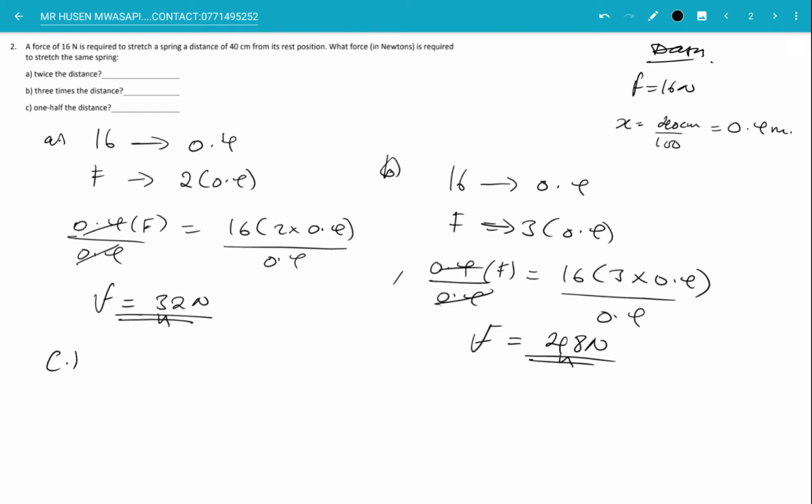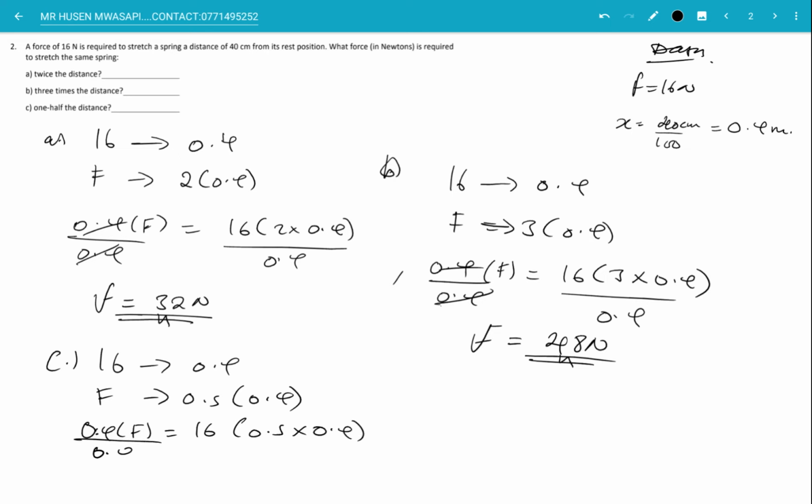C says 1/2 the distance. So 16 can produce 0.4. What if the distance is half? So 0.5 times 0.4, because 1/2 is half and half is 0.5. So 0.4 times F equals 16 times 0.5 times 0.4, divided by 0.4 on both sides. So the force is equal to 8 newtons.